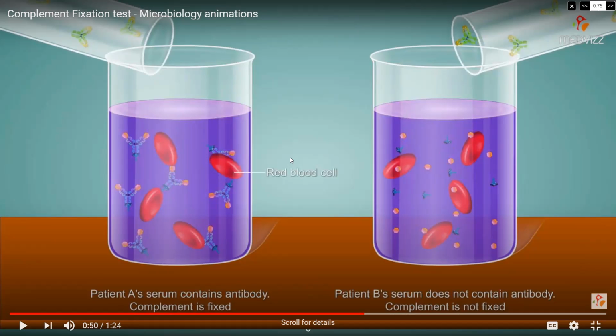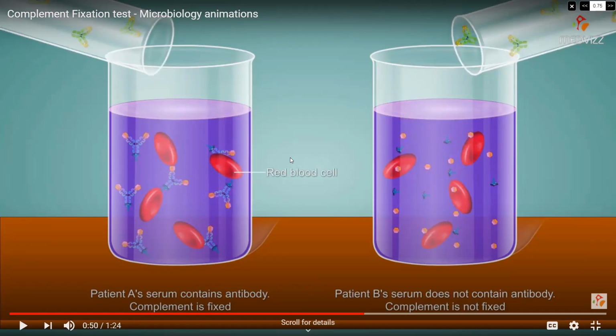So I'll repeat the whole process once again. What you are doing is you are taking two samples, patient A and patient B. Okay, in patient A's sample you have antibodies, you have the patient's complement proteins and you have the patient's antigens. In patient B you do not have any antibodies, you only have complement proteins and antigen.